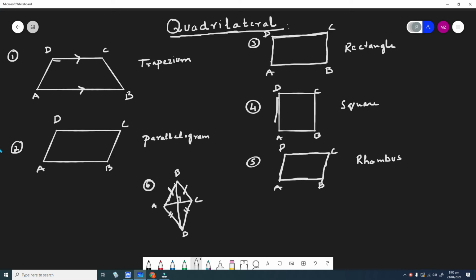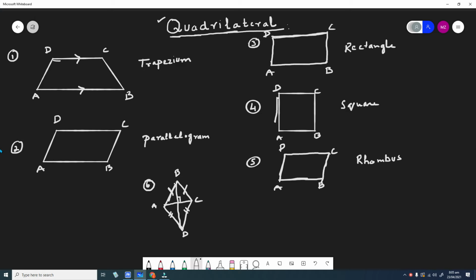In this video, we will be discussing quadrilaterals, their types, and the properties of those types. As we know, a quadrilateral is a polygon having four sides. So these are all quadrilaterals.